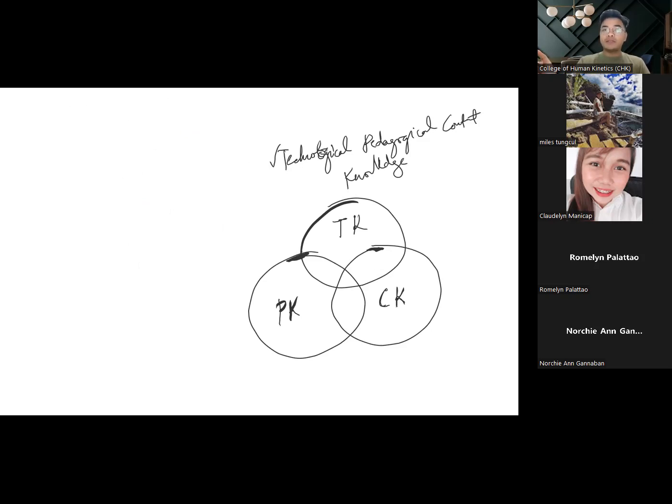And if I will arrange this TPCK according to its level of importance, this is a personal opinion. No book has mentioned which of these knowledges is the most important. But on my own personal disposition, if we arrange the following into the level of importance, I would think that the content knowledge is the most important. It is the foundation.